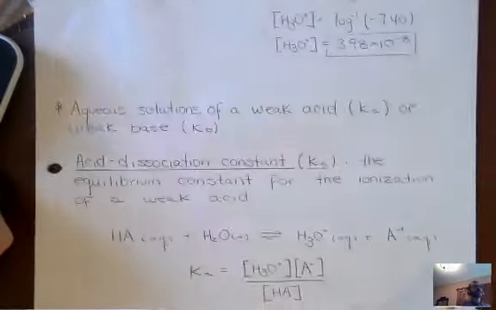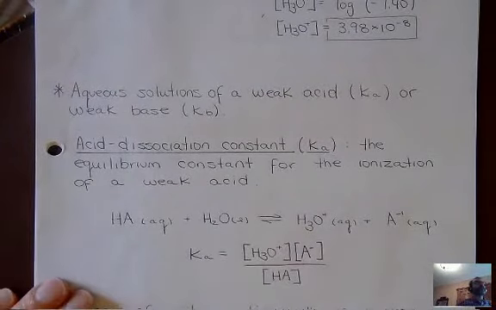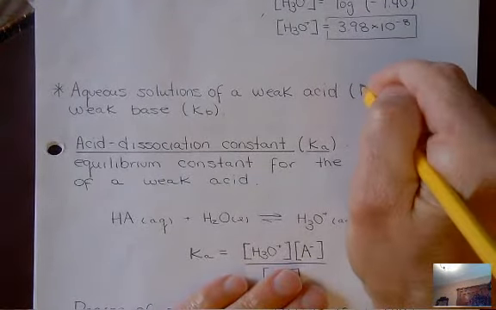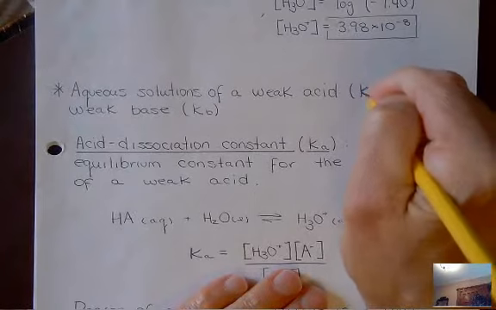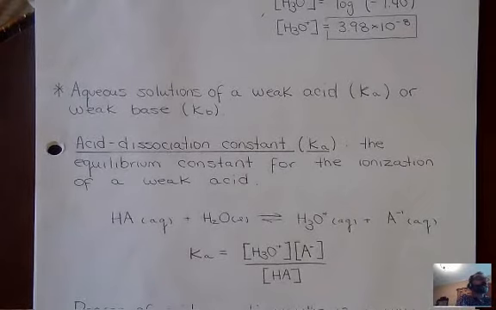Okay, next example. Well, let's talk about aqueous solutions of weak acids and weak bases. So we're going to call the equilibrium constant for a weak acid the Ka. Remember, since it's an equilibrium constant, it's a capital K. Small k is for rate constants, capital K is for equilibrium constants. And we're going to call the equilibrium constant for a weak base, the reaction of a base with water to make hydronium and the counterion, Kb.